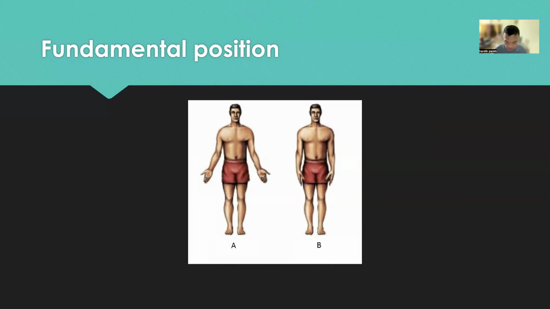So the fundamental position is a comfortable position and we don't use this position to learn about the anatomy. We use the anatomical position itself. We use the anatomical position to study anatomy. But still, this is an ideal position, it is a comfortable position. Generally in this position we feel more comfortable. So we tend to be in this position.